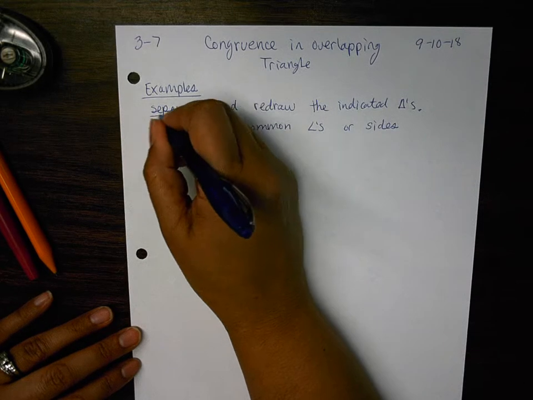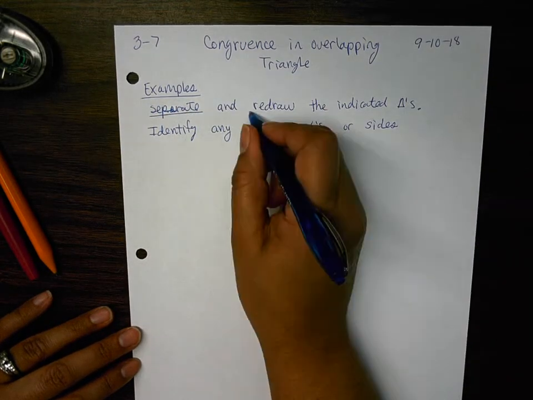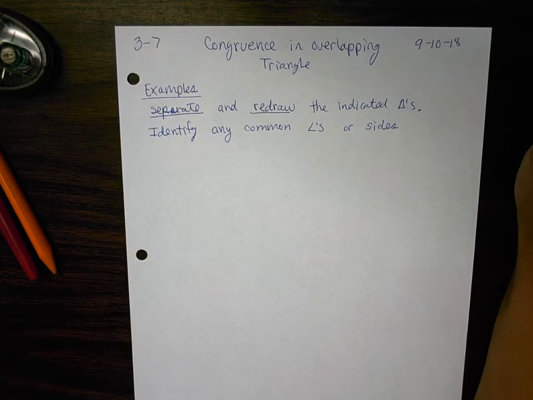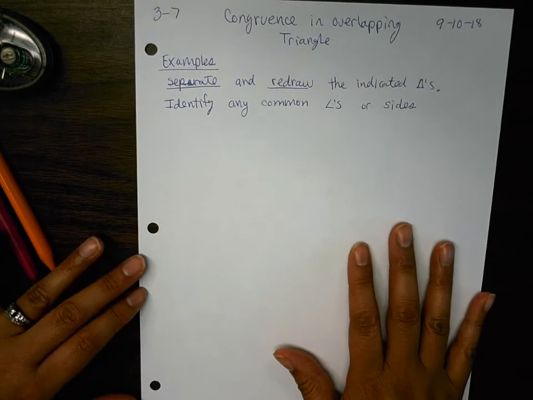Okay, so the big piece here is separate and redraw. Now, if you do not separate and redraw, you're going to get docked points on the test. So keep that in mind when you are working on these and you see these overlapping triangles. The first thing you want to do is separate. Got it? Even if it doesn't ask you, you still have to do the separating and redrawing.